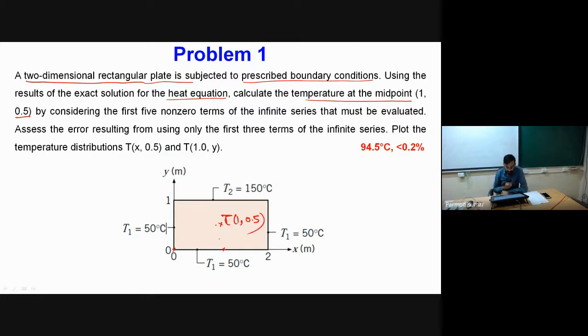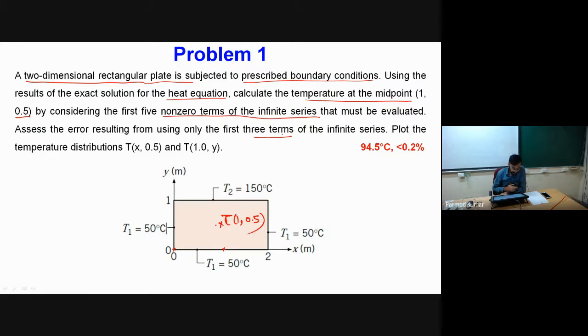I have to calculate the temperature at the center of this plate by considering the first 5 non-zero terms of the infinite series. While we obtained the exact solution, we had one infinite series involved, so we have to include the first 5 non-zero terms of that series. Now we have to assess the error resulting from using only the first 3 terms. So first we calculate using the first 5 terms, and then we see if we only include the first 3 non-zero terms, how much error will come into our solution.